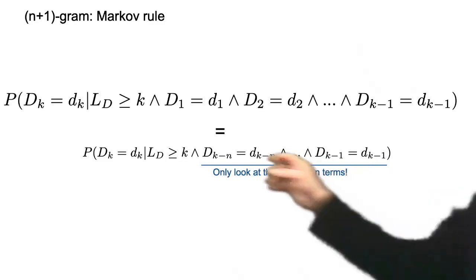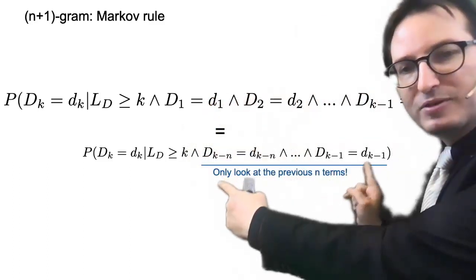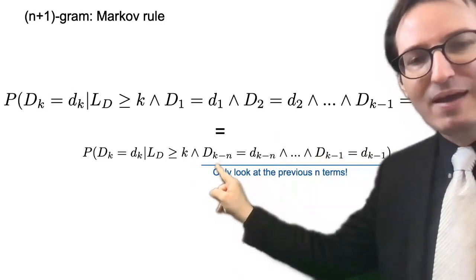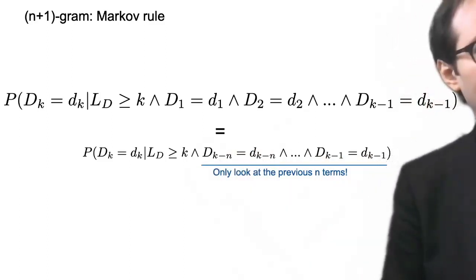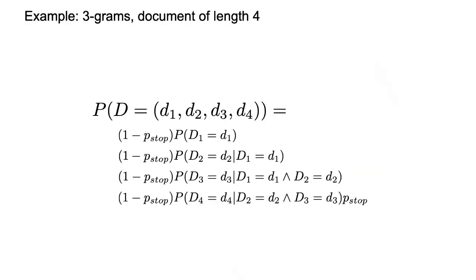You drop D1, you drop D2, you drop everything except the last n, right? So you have k minus 1 all the way to k minus n. Everything that's before you forget, right? That's called the Markov rule. It means that you don't even use the previous terms before the last n in the probability. Who is with me? Okay.